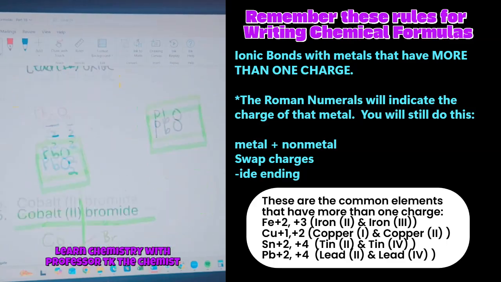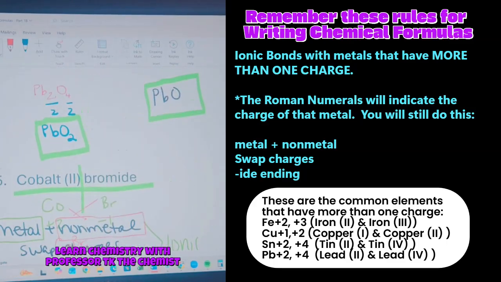Now, let's take a look at one more example right here. And again, all you have to do is draw a line down the middle, like we've said before, and look at cobalt. Cobalt has a +2 charge. Bromide has a -1 charge. Y'all already know what to do. Cobalt takes the 1. Bromide takes the 2.